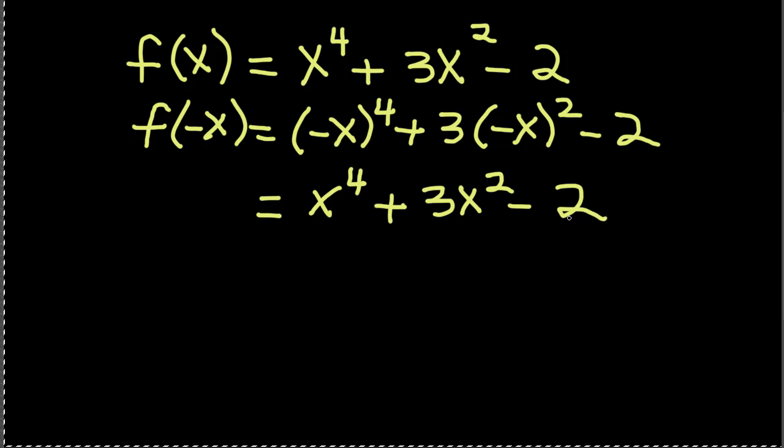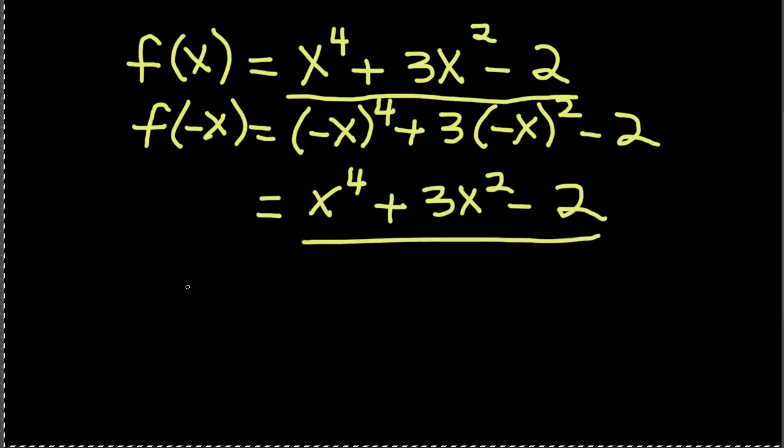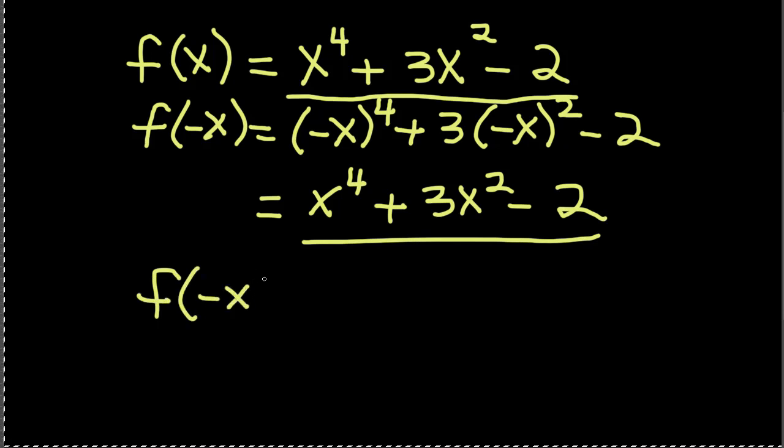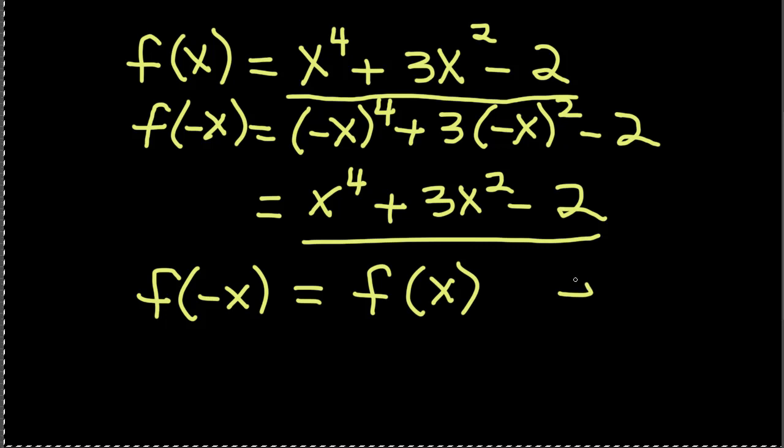And this time I don't have to factor out a negative because I can see that in the original function right here, this is the same as this. And by definition, if f of negative x, which is this, is equal to f of x, which is my original function up here, this is an even function. So algebraically we have shown that.